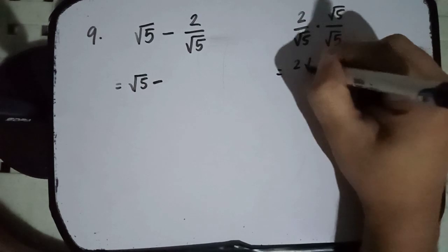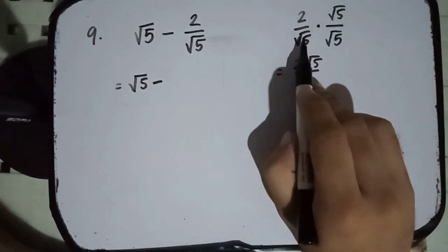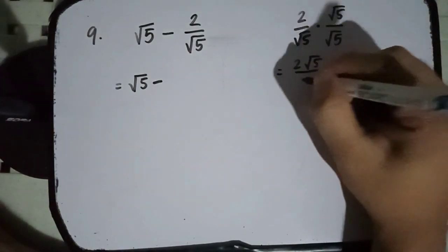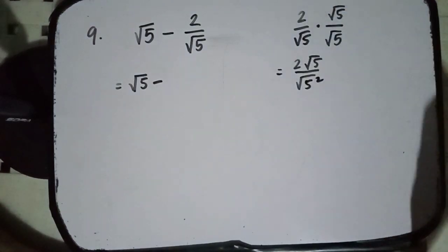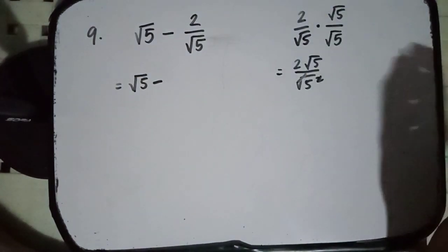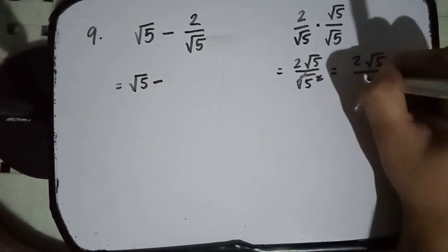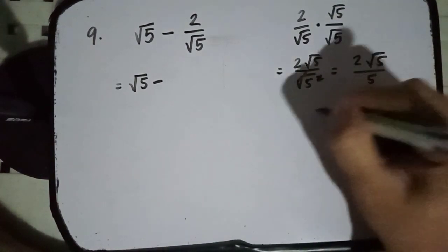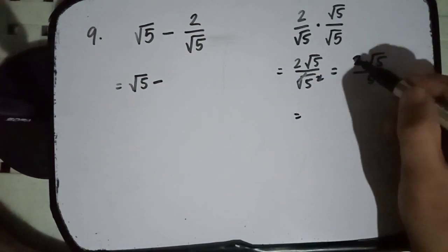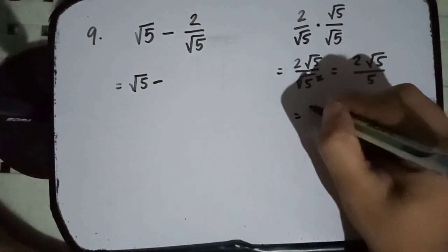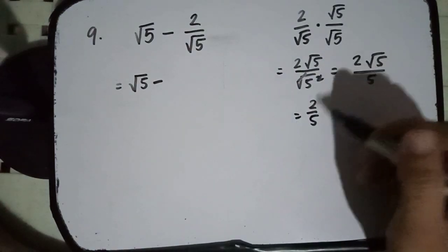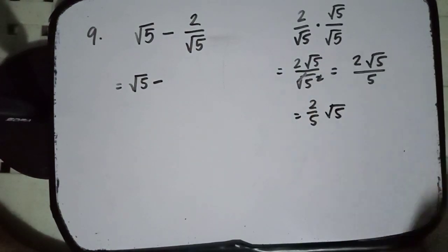So, 2 square root of 5 over square root of 5 times the square root of 5. This will become square root of 5 squared. So, this cancels the square root. So, this will become 2 square root of 5 over 5. Okay? Or, since pares naman na sila rational, so, 2 over 5 natin isulat and then square root of 5.